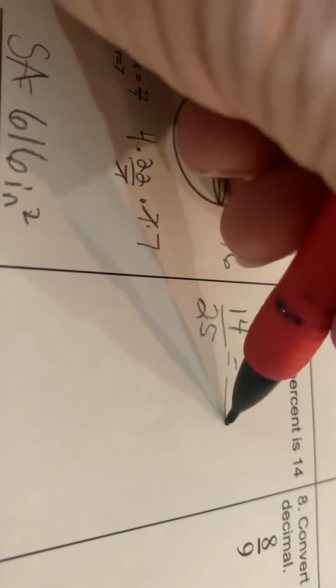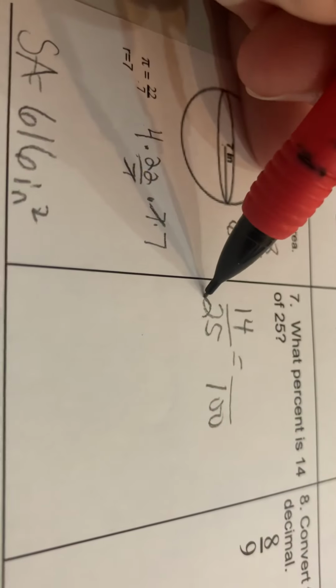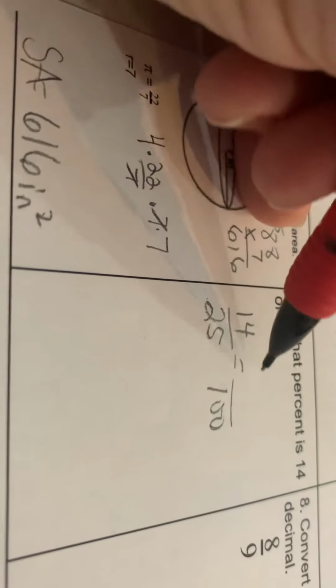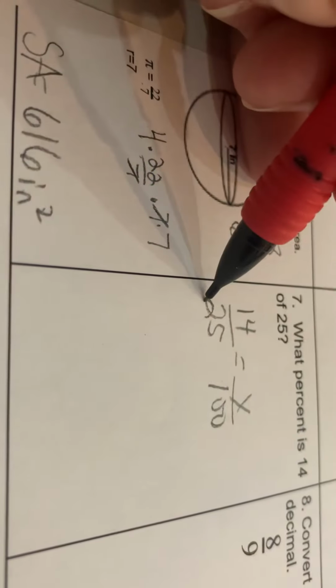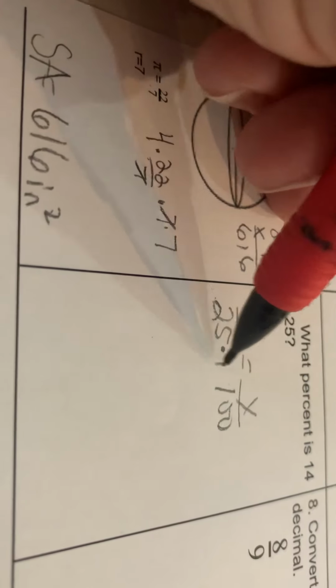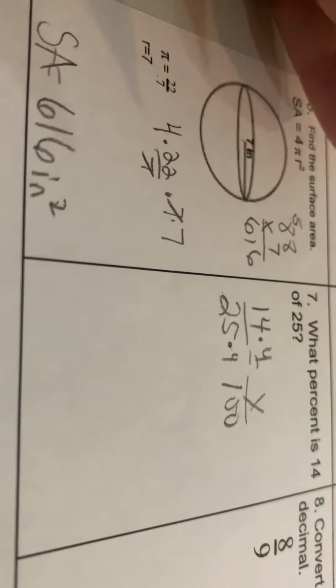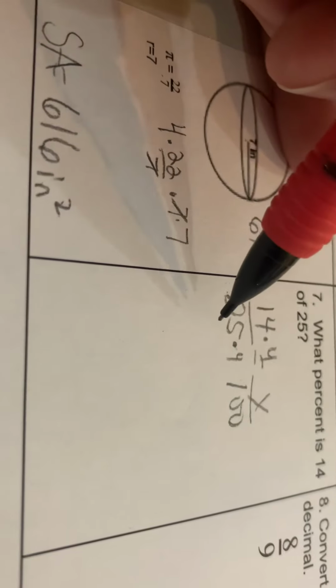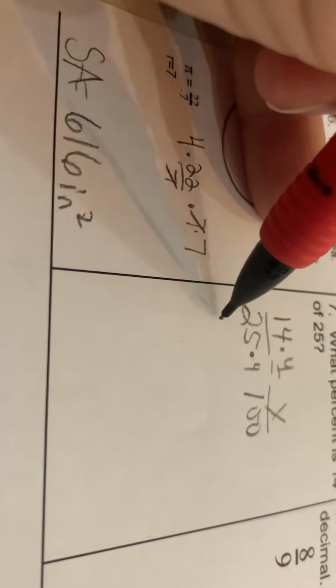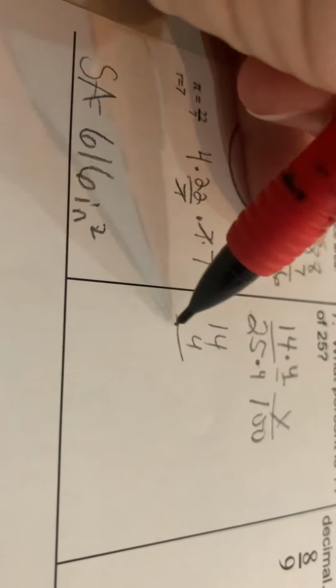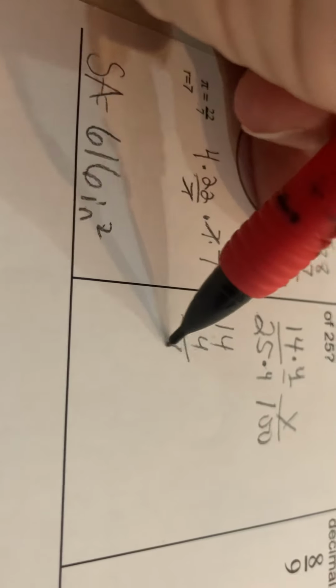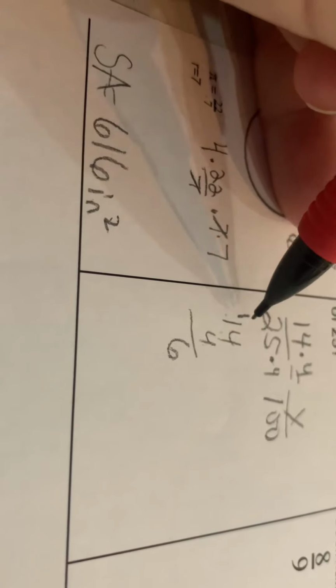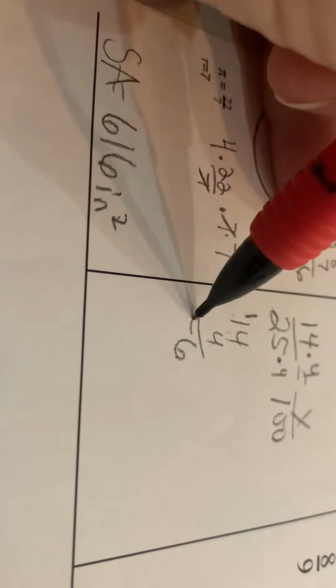I would set up a proportion for this because the denominator is a factor of 100, so it's easy enough to solve. 25 times 4 is 100, so we use the equivalent fractions method. 14 times 4, so it's what you will do to find the percent. So 4 times 4 is 16, 4 times 1 is 4 plus 1, so you have 56. So it's 56% is your answer.